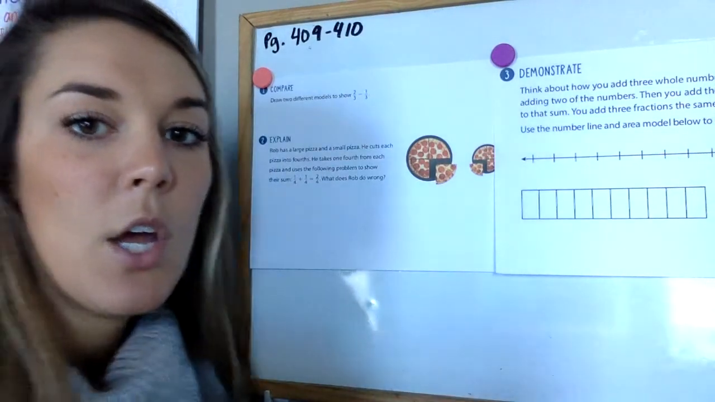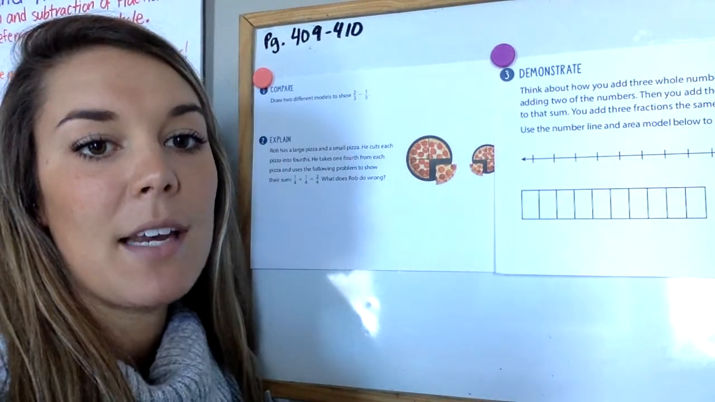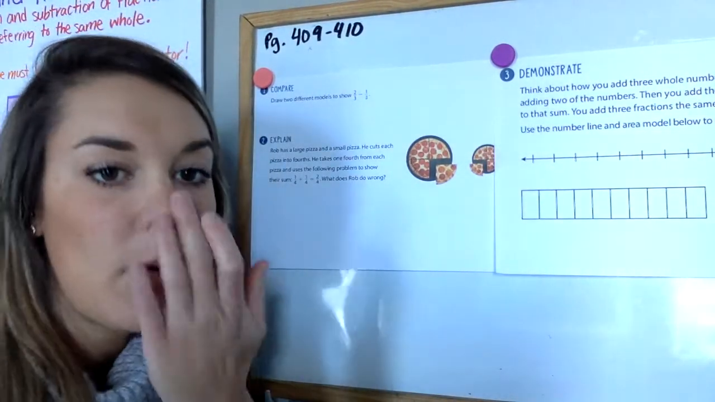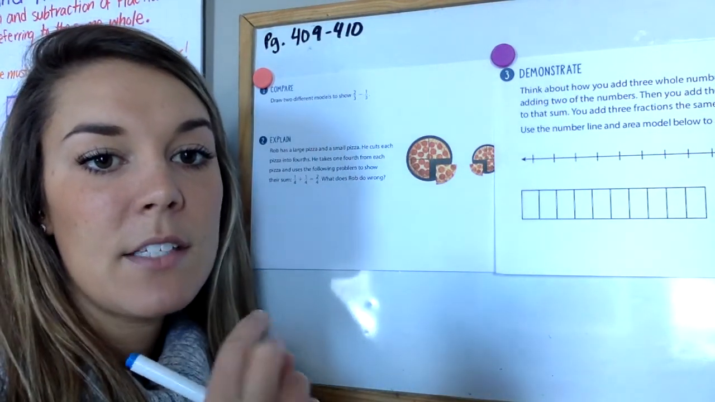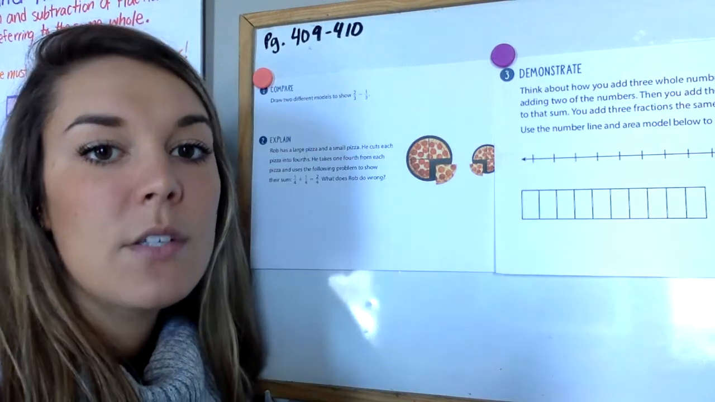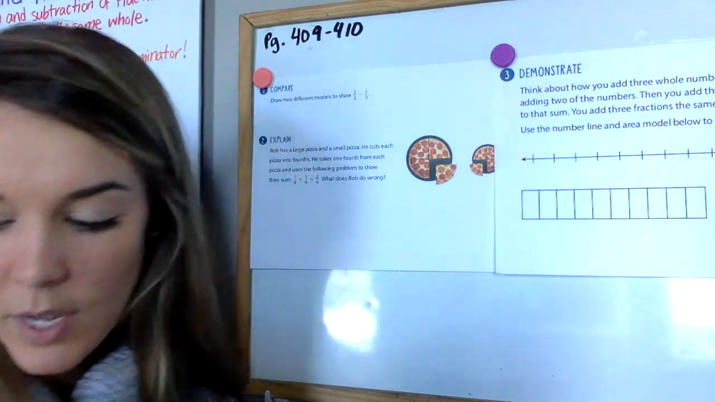to show 2/3 minus 1/3. So we've been working with two different types of models. We've been doing our number lines and our area models, right? So let's start off with a number line, okay?